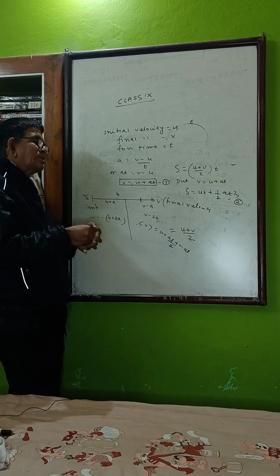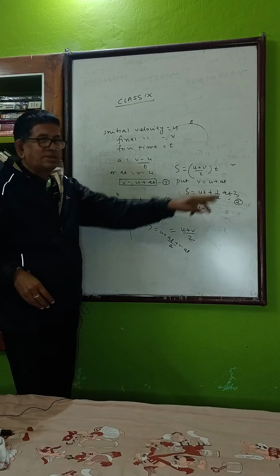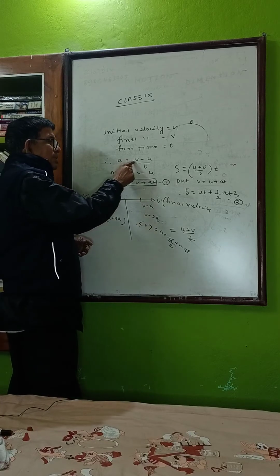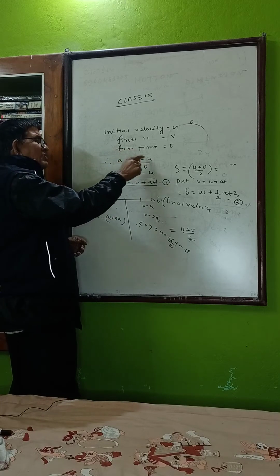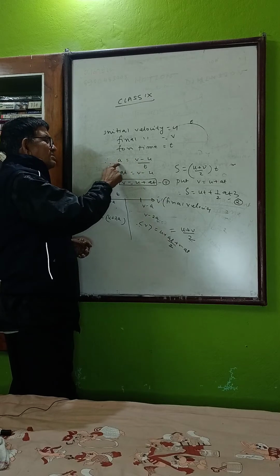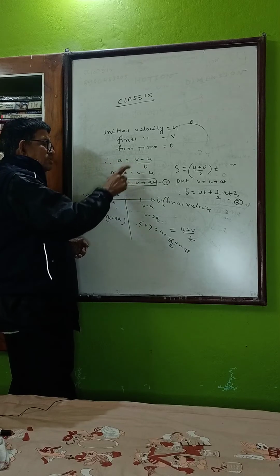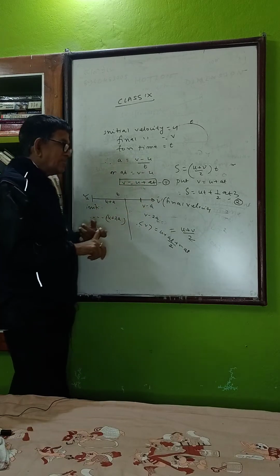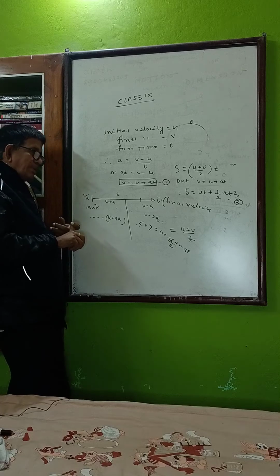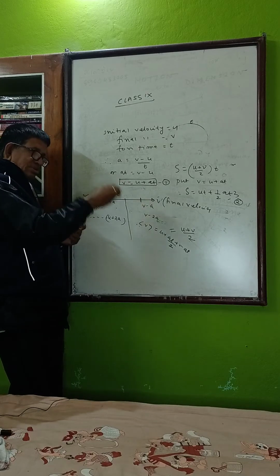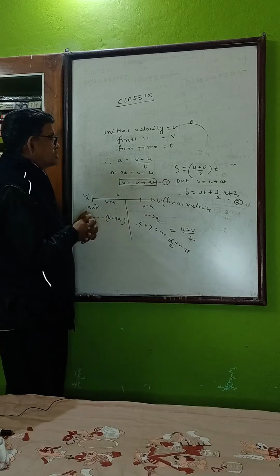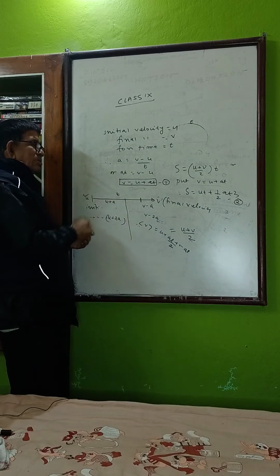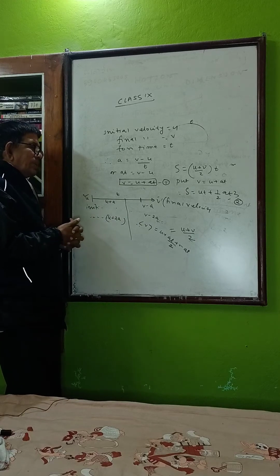If the body moves with retardation, then instead of plus a, you use minus a. Again I am repeating, initial velocity u and final velocity v, acceleration a, time t. If you cross multiply, we get the equation v equal to u plus at. If the body starts its journey from rest, then you consider u equal to 0. If the body comes to rest due to retardation after a certain time, then v equal to 0 and a will be minus a.